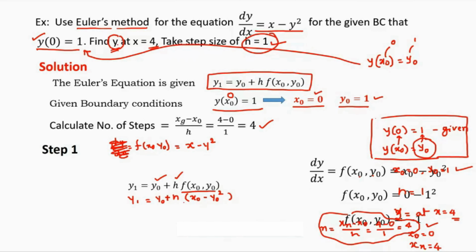Now what we have to do? We have to substitute the values of x naught and y naught here. What is the x naught value for the first iteration? x naught is equal to 0, y naught is equal to 1. For the first iteration, whatever value you got, you substitute here. See, y naught value is 1.